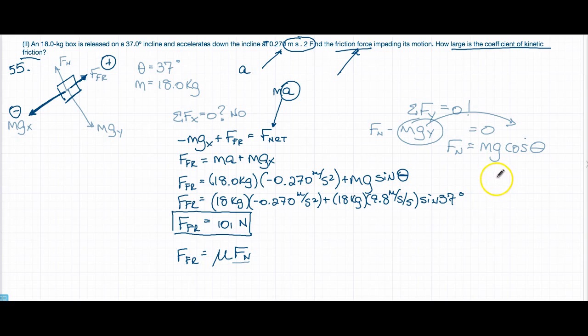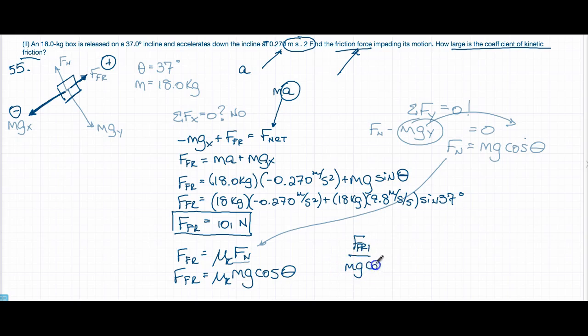This normal force here is going to get substituted in for normal force down here, and I'm left with the frictional force is equal to mu times mg cosine theta, and then finally mu, or specifically mu kinetic, since it is sliding down the incline, is equal to the ratio of the frictional force F sub Fr divided by mg cosine theta, which is the normal force.